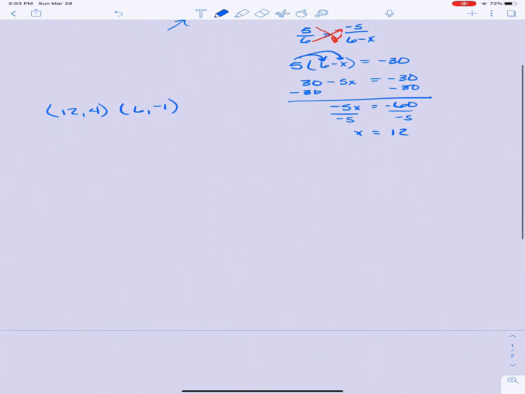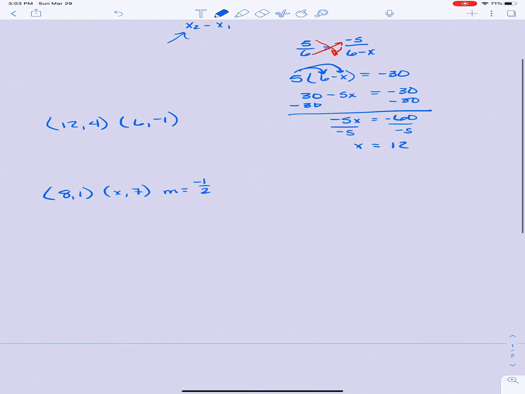Okay, here we go. Our first point is 8, 1. Our second point is going to be missing its x, 7. And we know that their slope is negative 1/2. Okay, let's go ahead and write down the slope formula. m equals y sub 2 minus y sub 1 over x sub 2 minus x sub 1. And let's go ahead, this is my x1, y1, x2, y2. Let's go ahead and substitute in our numbers.